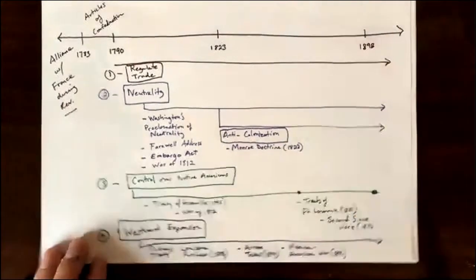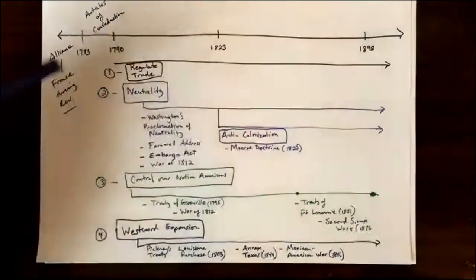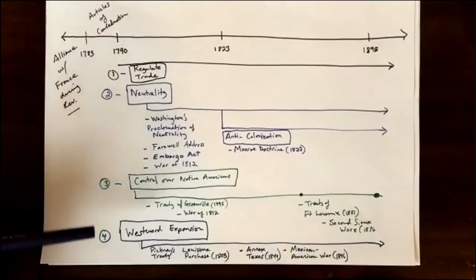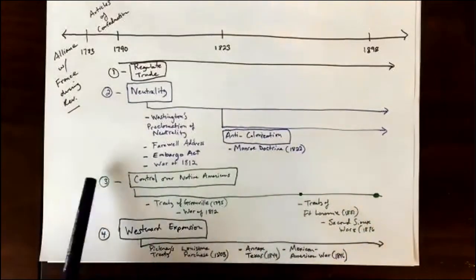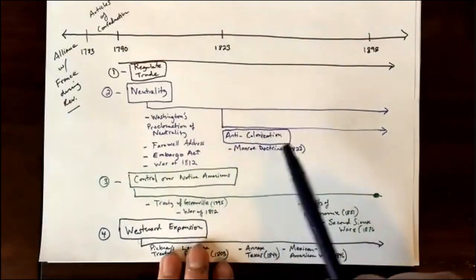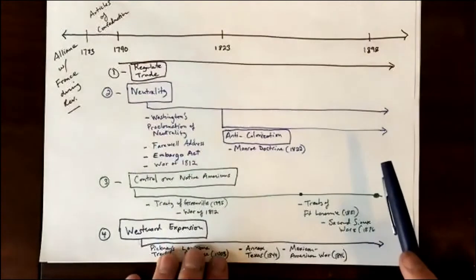So this is our early foreign policy. It's really dominated by these four stories: regulation of trade, neutrality, control over Native Americans, and a desire for westward expansion. But I want you to notice that there are also changes happening throughout this time period. America is exerting itself more from the start of this time period to the end.